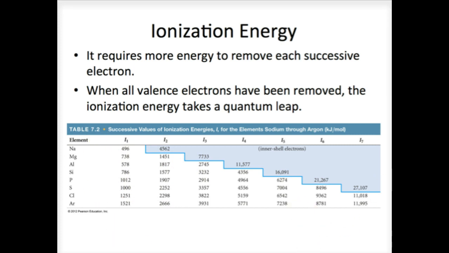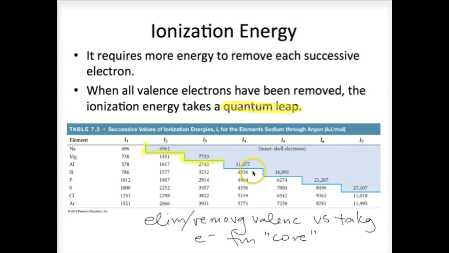A couple of points about what's shown here: pick up on what they give you as this blue line right here. That blue line represents what they call the quantum leap of energy required to remove the electron when I eliminate the valence electrons, and that's where we see this big leap.